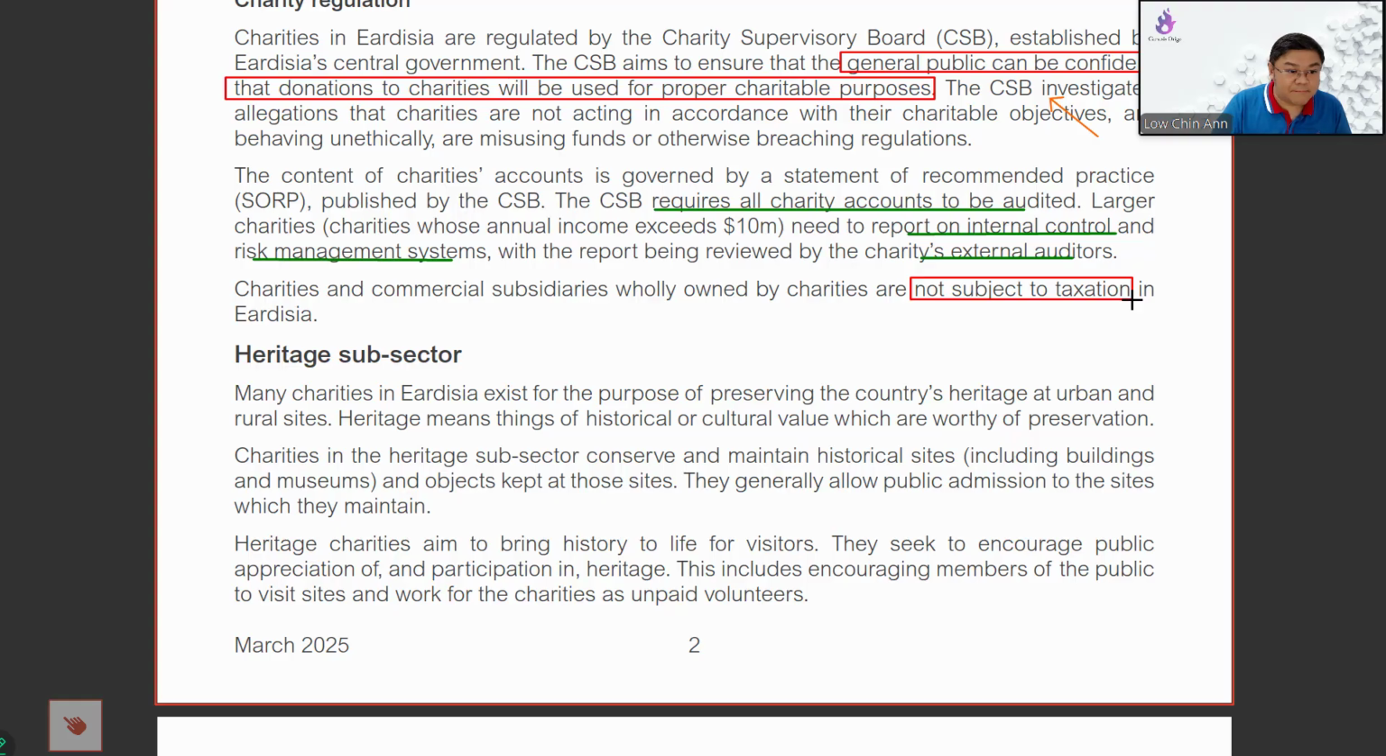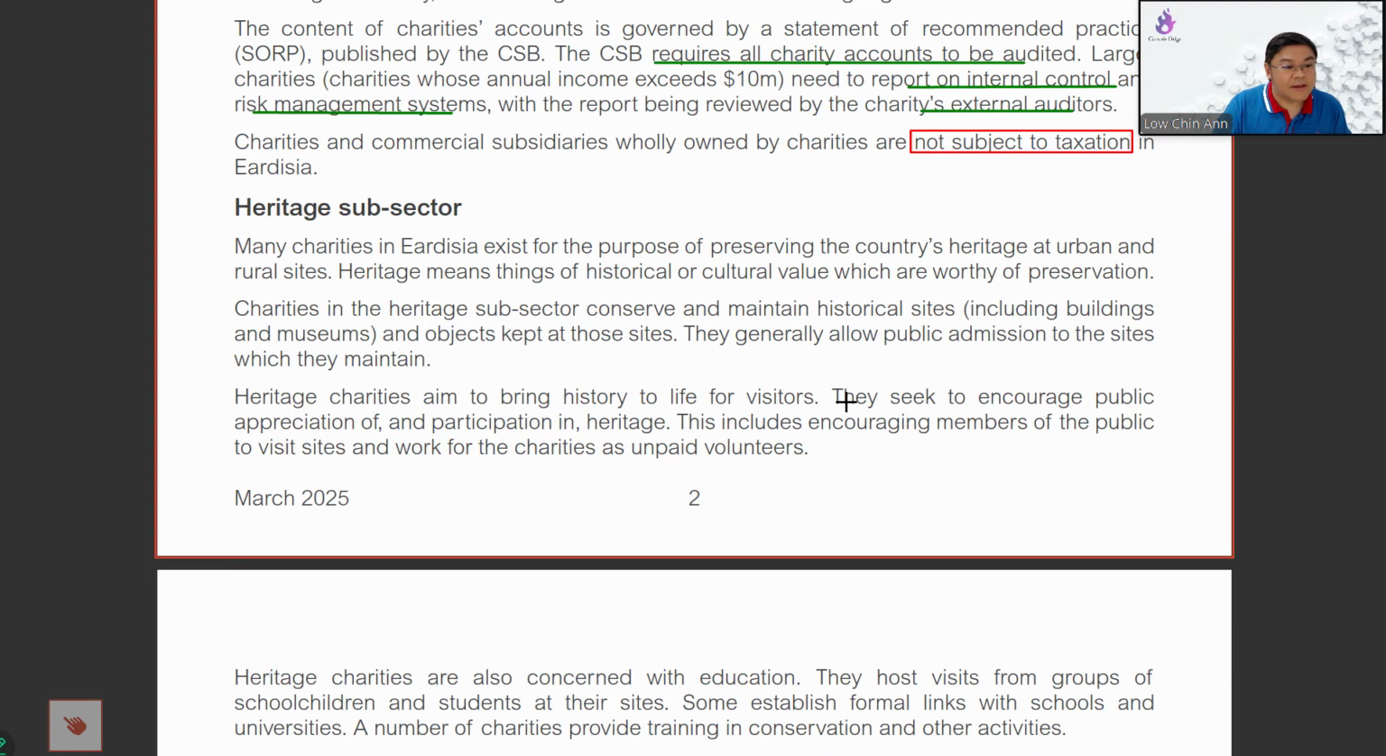So that's the perks that they get being a charity. Heritage subsector. Many charities in Rhodesia exist for the purpose of preserving the country's heritage. So that's the key things that they are looking at. Okay, heritage at urban and rural site. Heritage means things of historical or cultural value which are worthy of preservation.